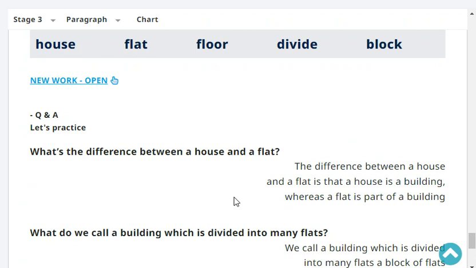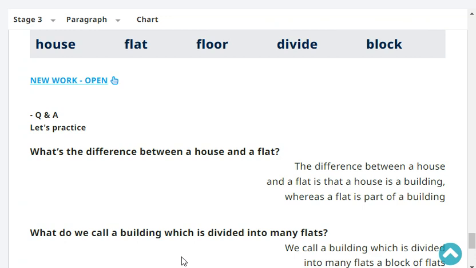What's the difference between a house and a flat? The difference between a house and a flat is that a house is a building, whereas a flat is part of a building. Very good.